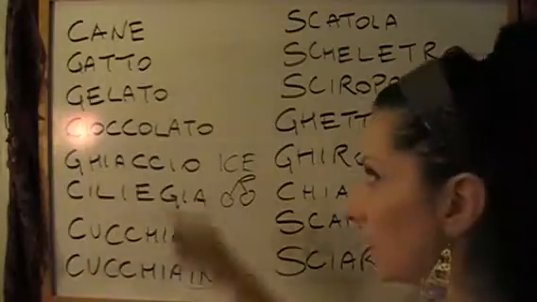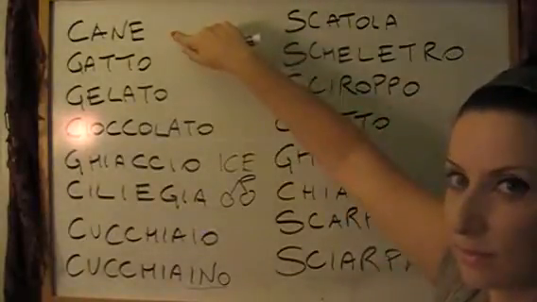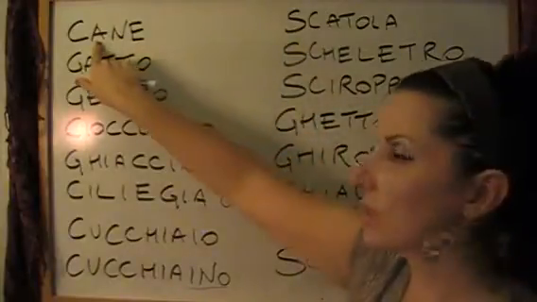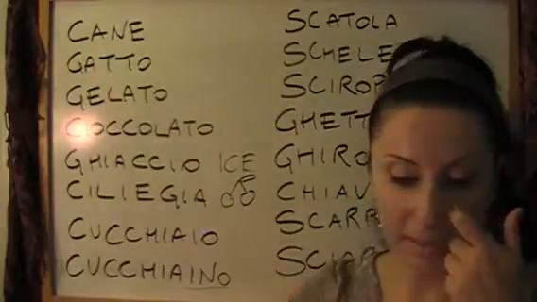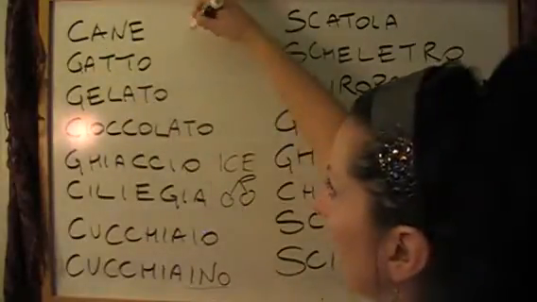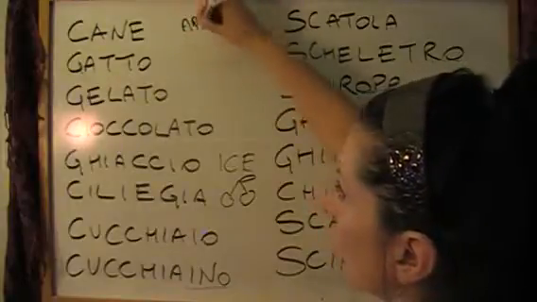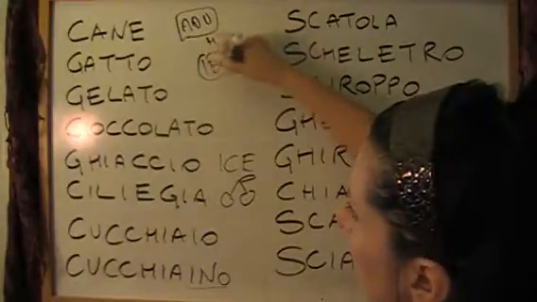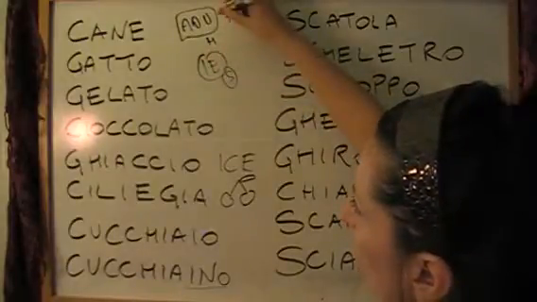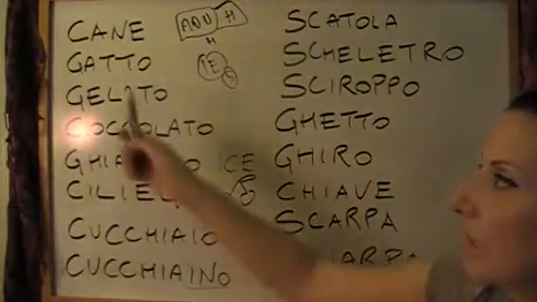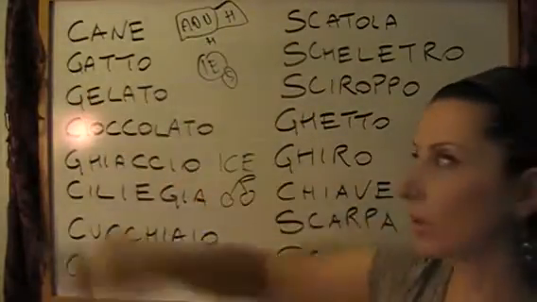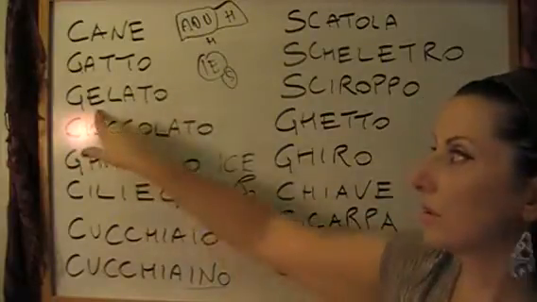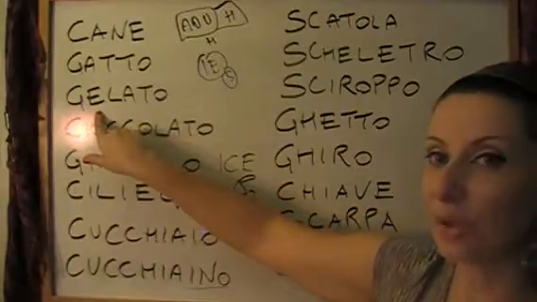How do you pronounce this? Cane. You pronounce cane because this is a hard vowel. You remember that the hard vowels are A, O, U. Soft instead are I, E. But the H always makes it hard. So here A is hard, so it's gonna be gatto. This is soft, so it's gonna be gelato.